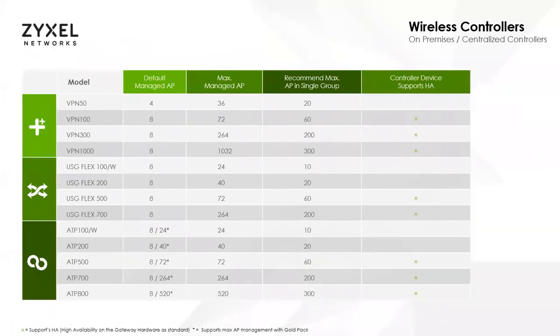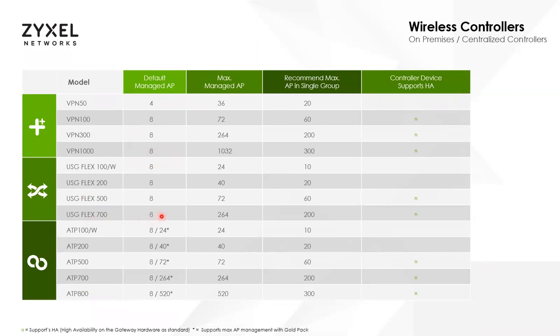So which products can you manage it with? We've still got some of our NXC2500 dedicated controllers around, but for the most part, you would be using our Zyxel USG series type products. So the VPN series, the USG Flex series, and the ATP series all have a built-in wireless LAN controller. You can see here, this column is showing how many APs can be managed out of the box. A VPN50 can manage 4, whereas a USG Flex 700 will manage 8 out of the box.